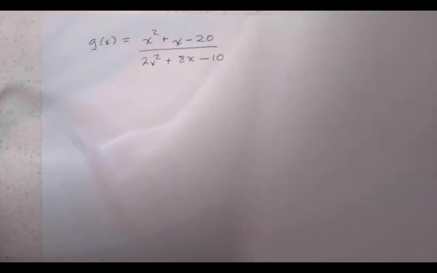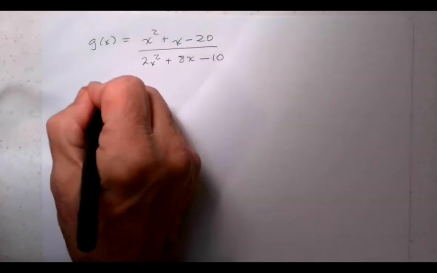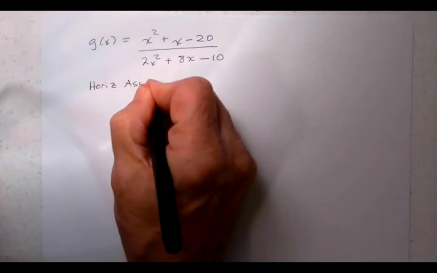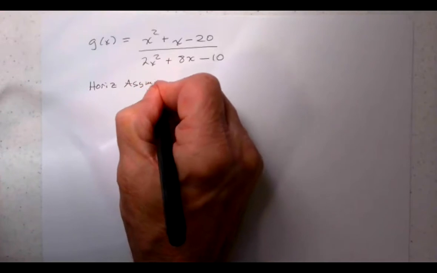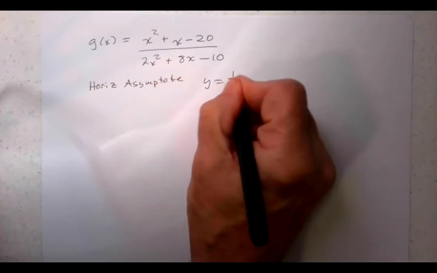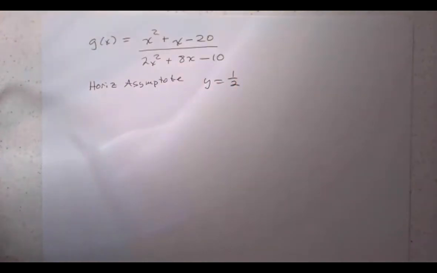And I say, well, the lower parts don't really matter. My highest parts, x squared upstairs, 2x squared downstairs, have the same order upstairs and downstairs. When that happens, you are going to have a horizontal asymptote. So what is my horizontal asymptote going to be? Well, 1x squared over 2x squared results in 1/2. So g of x, or y, will equal 1/2 as my horizontal asymptote.